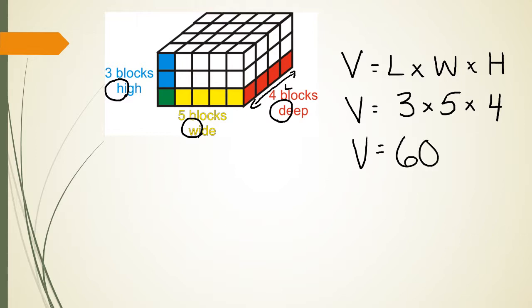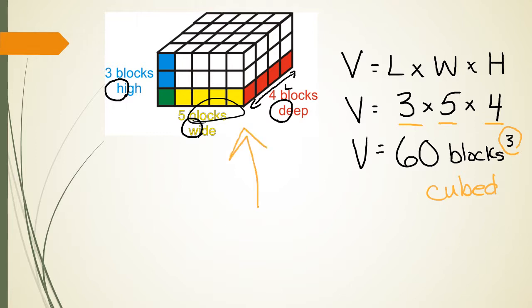And since they've called these things blocks, I'm going to say blocks and give it the little 3. Make sure you have the 3 on there because volume is 3D. It has 3 dimensions. So 60 blocks cubed because this thing is like a cube.